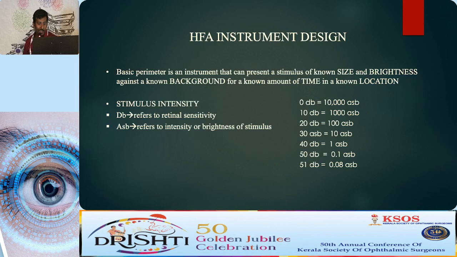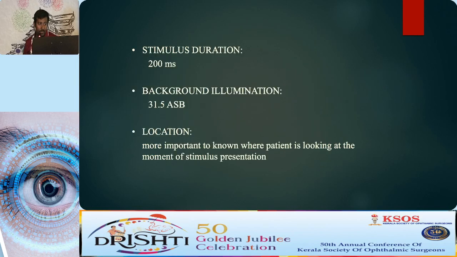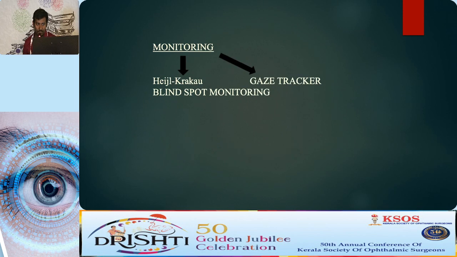And this is the instrument design of the HFA. Decibels refers to the retinal sensitivity, and apostilbs refers to the brightness of the stimulus, so they are inversely related to each other. Stimulus duration is 200 milliseconds. Background illumination is 31.5 apostilbs. And the location is more important, to know where the patient is looking at the moment of the stimulus presentation.